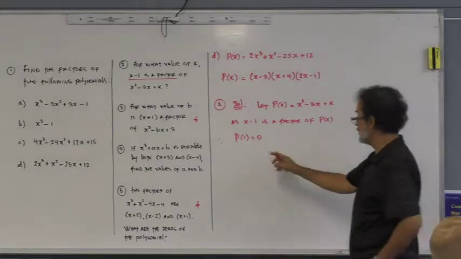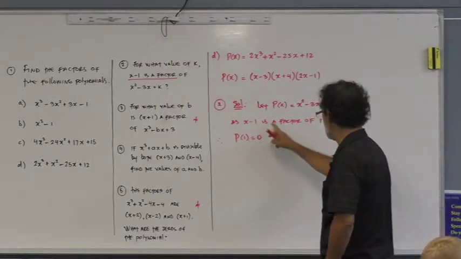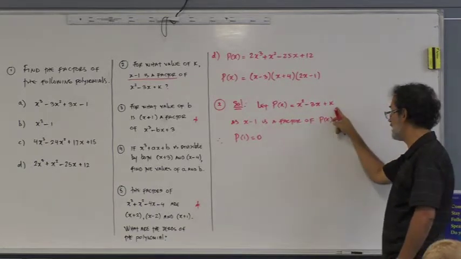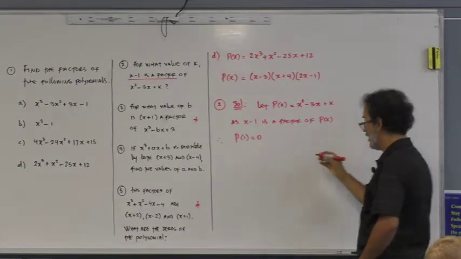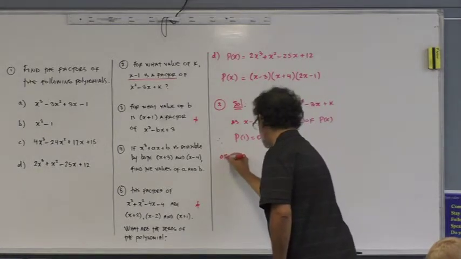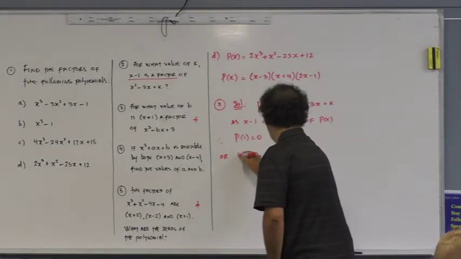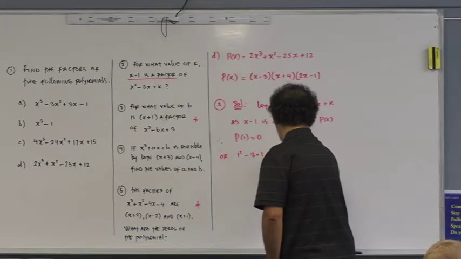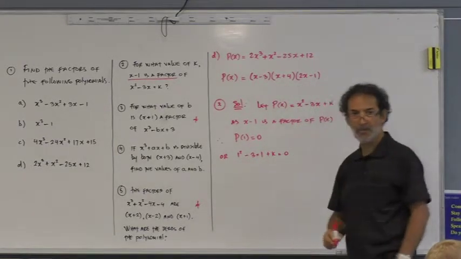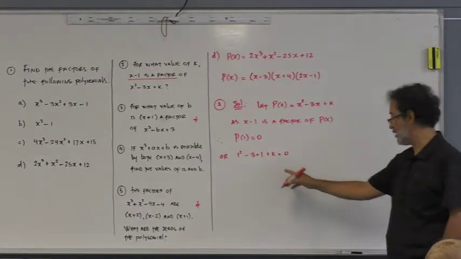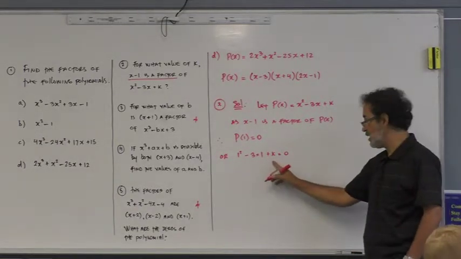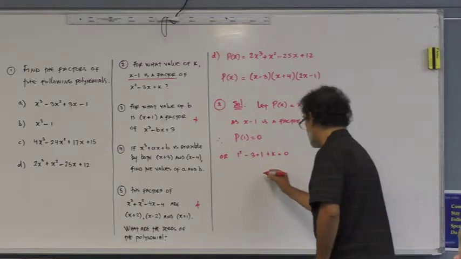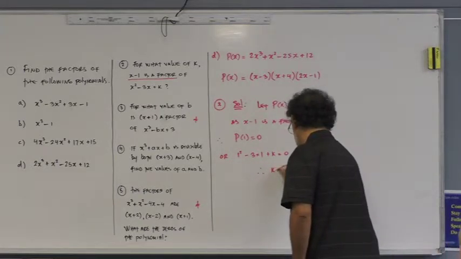Then we're going to substitute the value of 1 in here, and make that equal to 0. That means that 1 squared minus 3 times 1 plus k equals 0. And then it's done, because then we make k the subject. In here we're going to have 1 minus 3, which is minus 2. So therefore, k is equal to 2.